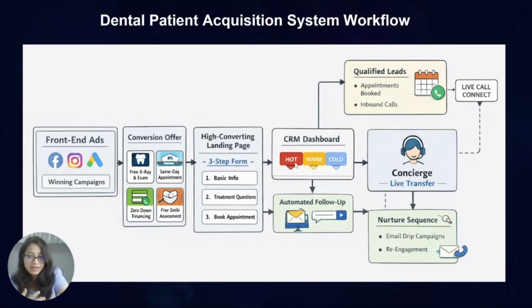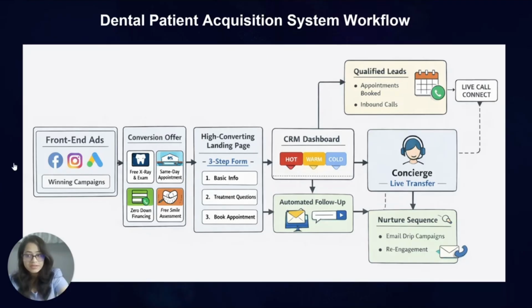The fourth step is the CRM dashboard. All the leads are automatically stored inside a CRM system where they are categorized as hot, warm, and cold. Hot means that the patients are ready to book an appointment. Warm means they are interested but unsure, and cold means low intent. So this helps us prioritize follow-ups and maximize conversions. Here the goal is to organize and track every lead.